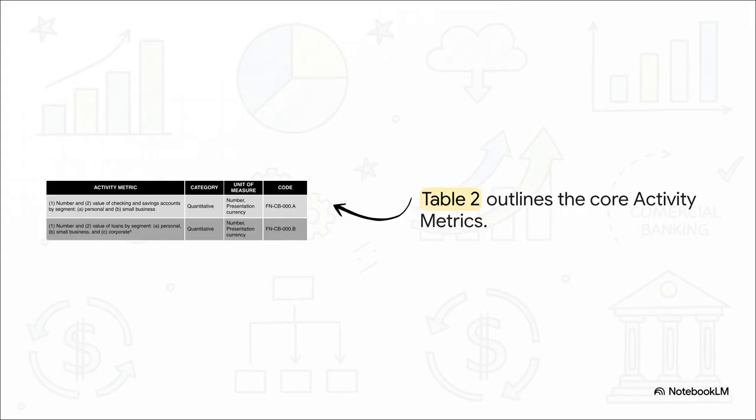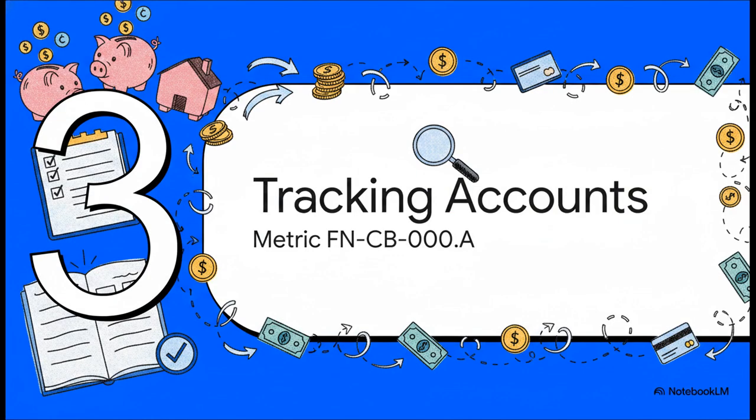If we look at Table 2 straight from the SASB standard for commercial banks, we can actually see the 2 core activity metrics that banks are required to report. First up is FNCB-000.A, which deals with checking and savings accounts. And then right below that is FNCB-000.B, which focuses on loans. Together, these 2 specific metrics form the absolute foundation of our analytical toolkit here. Let's zoom in a bit.